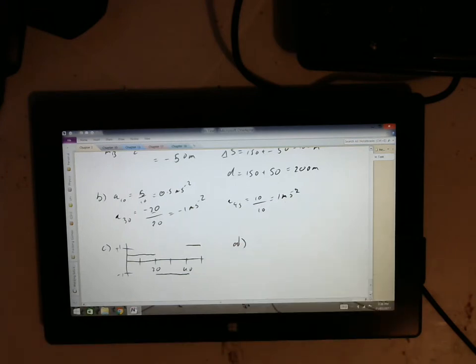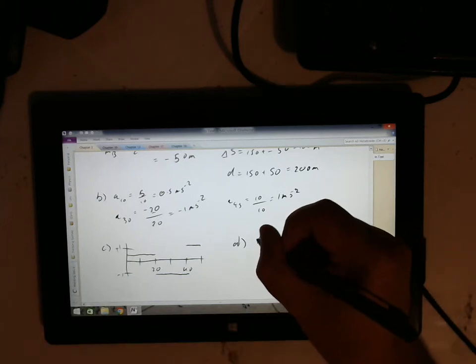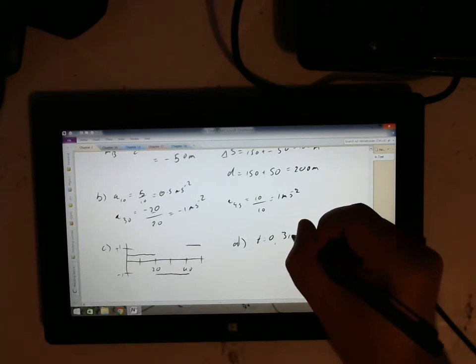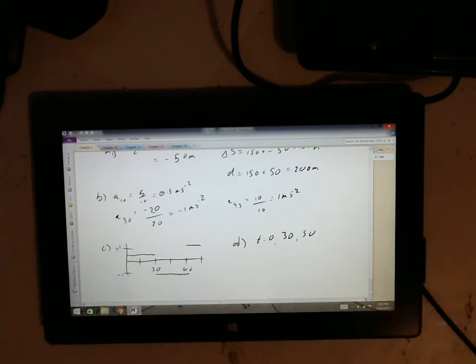D. When was he stationary? So stationary would be when velocity is 0. Okay, if he's stationary, it means velocity must be 0. So if we have a look at that, that would be at t equals 0, t equals 30, and t equals 50.